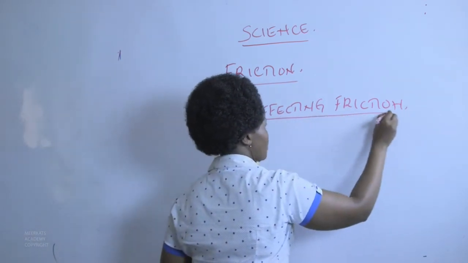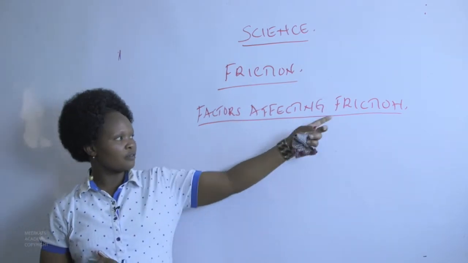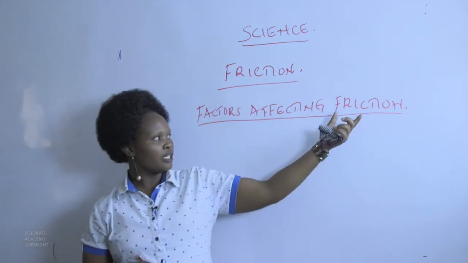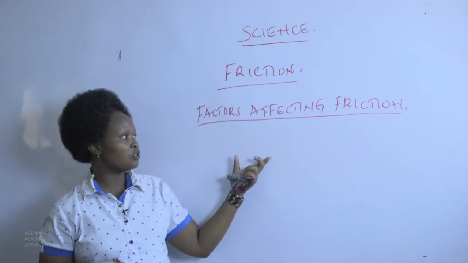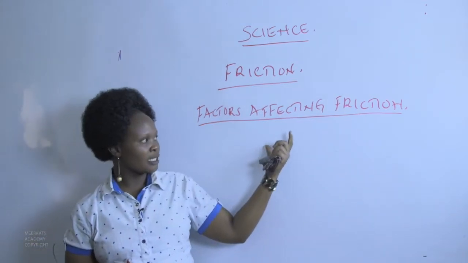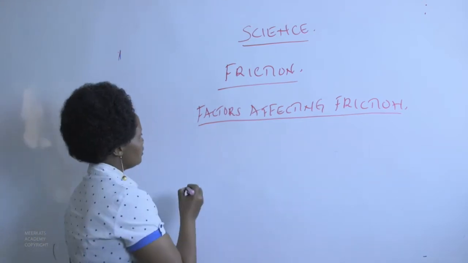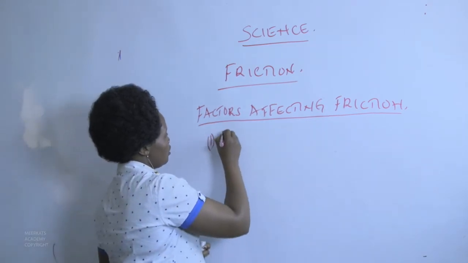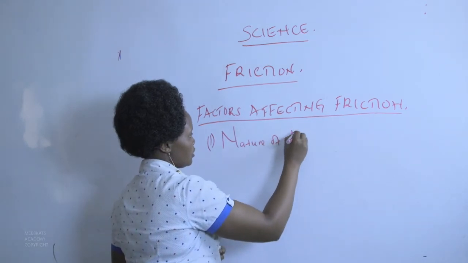Factors affecting friction. When we talk about factors affecting friction, we do not single out any type of friction here. We consider all the four types of friction that you could have, and these factors apply in case of the four types of friction. And I have about two. Number one is what we call the nature of the surface.